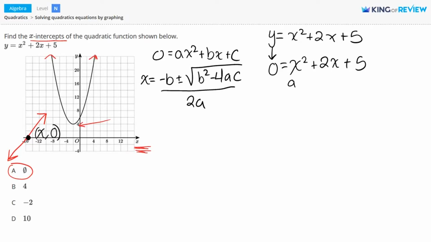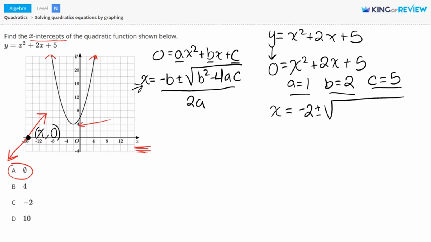So in this case, we have a equals 1, b equals 2, and c equals 5. I get these numbers from the coefficients of these terms. So a is 1, b is 2, and c is 5. Now let's apply that to the quadratic equation here. We have x equals negative 2 plus or minus the square root of 2 squared minus 4 times 1 times 5, and this is all divided by 2 times 1.